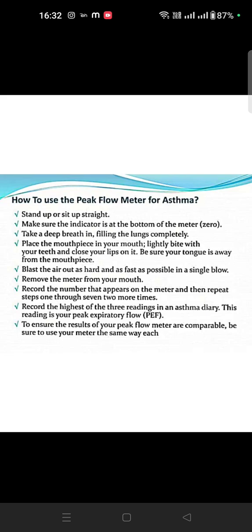Then how to use the peak flow meter? Stand up or sit up straight. Make sure the indicator is at the bottom of the meter. Take a deep breath, filling the lungs completely. Put the mouthpiece into the mouth, slightly bite with your teeth and close your lips around the mouthpiece. Then blow out as hard and as fast as possible in a single blow. Remove the meter from the mouth. Record the number on the meter. Okay, this is for the peak flow meter.